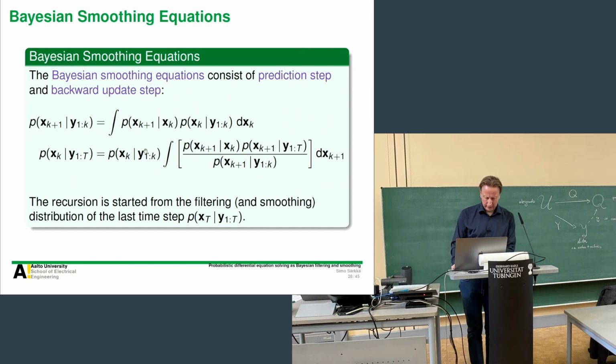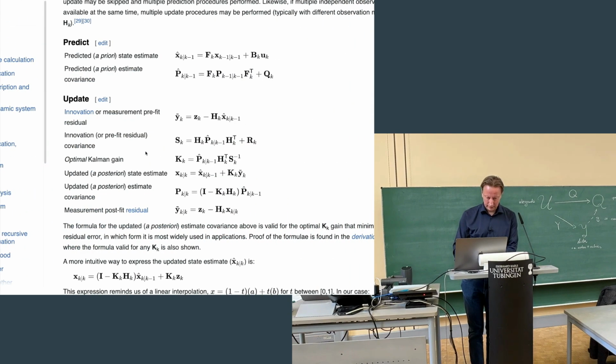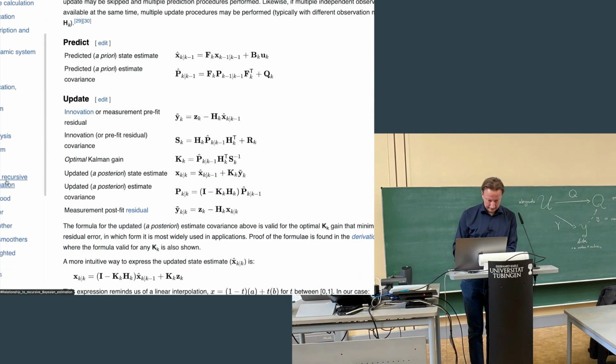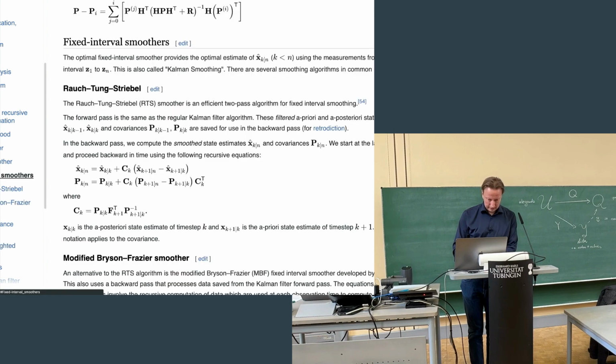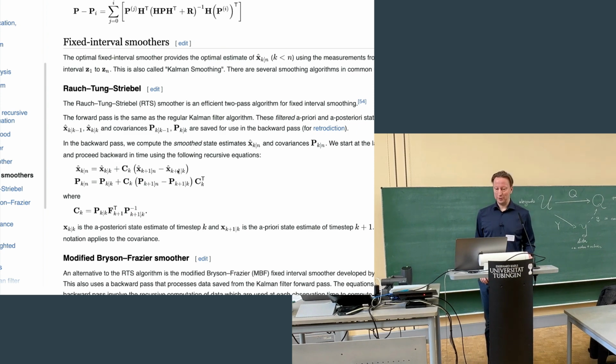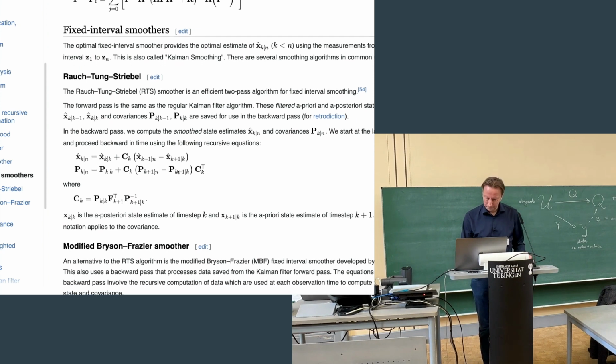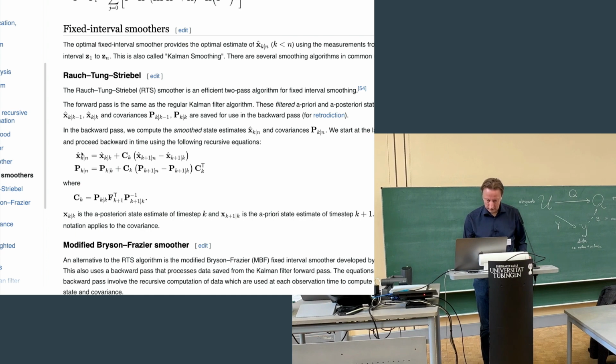I'm not sure if they actually have the linear Gaussian special case here. Yes, they seem to have. So in a linear Gaussian case, it just reduces to matrix equations of this kind. So we just compute the mean backwards and then the covariance backwards, and that's it.